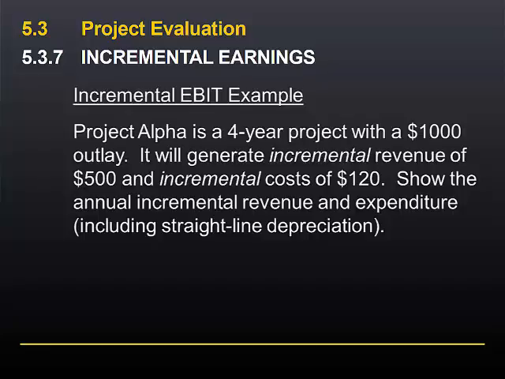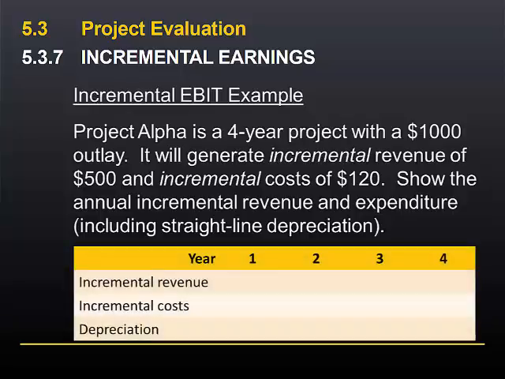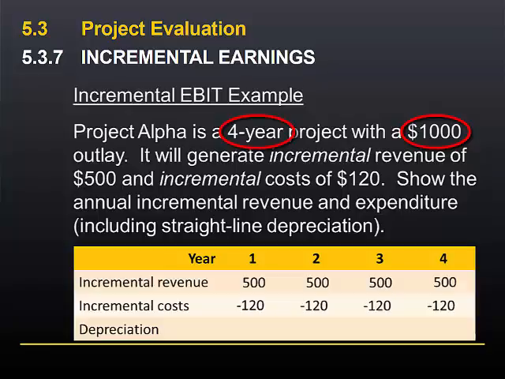Broadly speaking, there are 3 items that contribute to earnings or profit for the year: incremental revenue, incremental costs, and depreciation. The incremental revenue is $500 per year for 4 years. Incremental costs are negative $120 because they are cash outflows. We are told that we are to use straight line depreciation. So the amount of depreciation is the initial outlay of $1,000 divided by the life of the project, or 4 years. That gives us annual depreciation of $250.